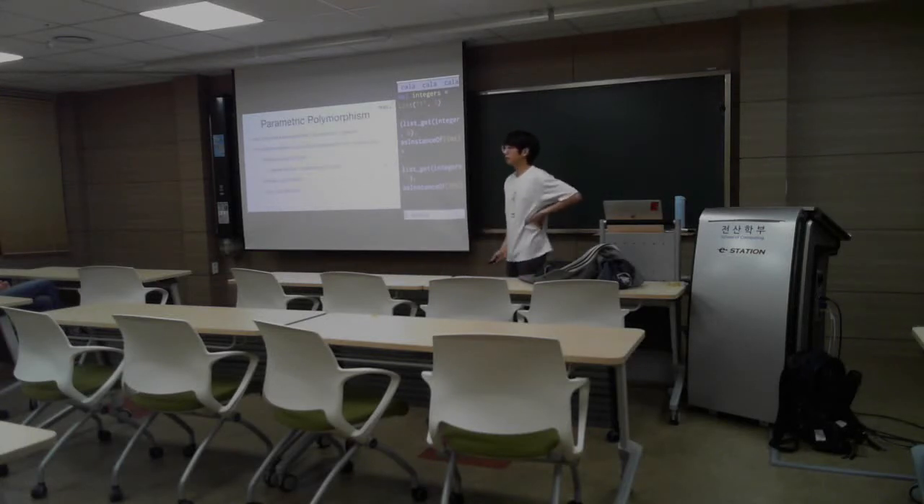So we call this feature parametric polymorphism. Actually, polymorphism is a more general term. That means it allows using a single implementation or single symbol with multiple types.